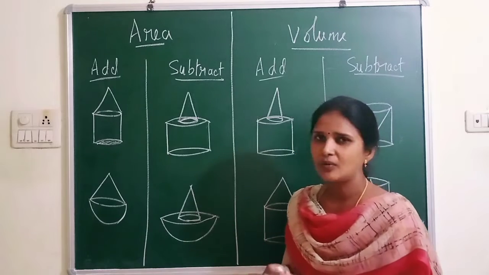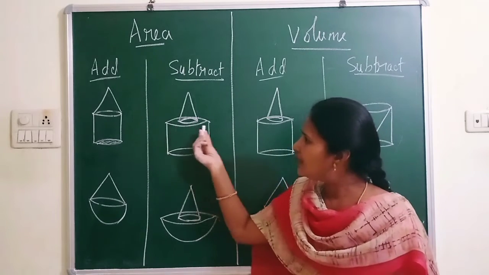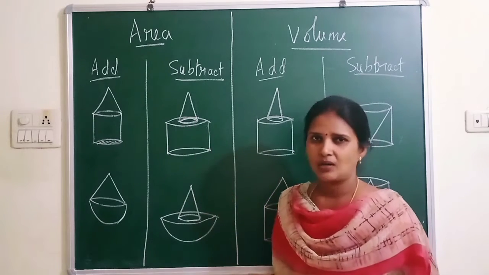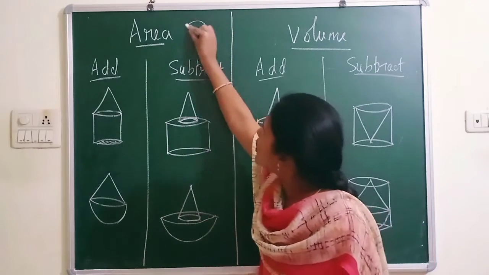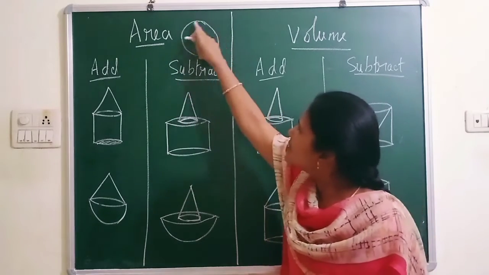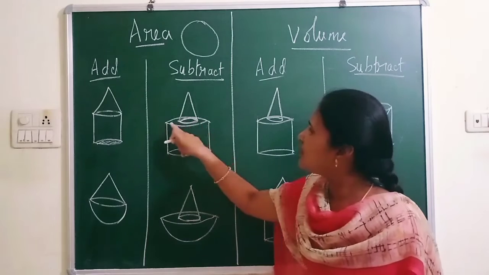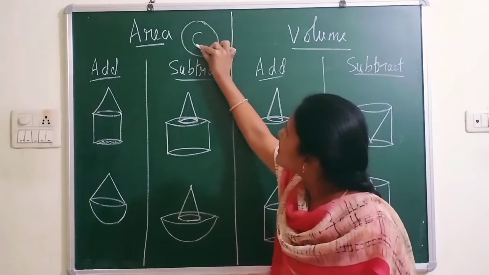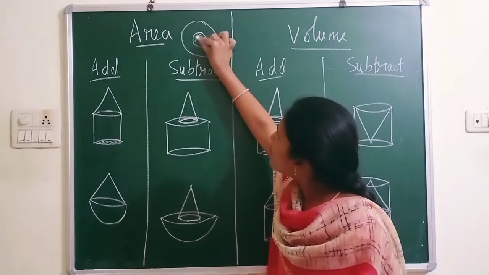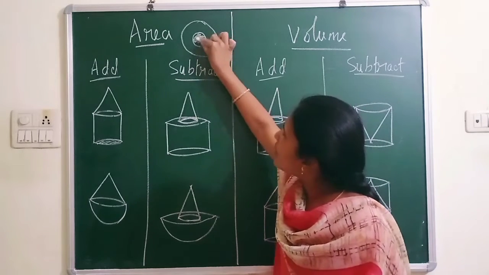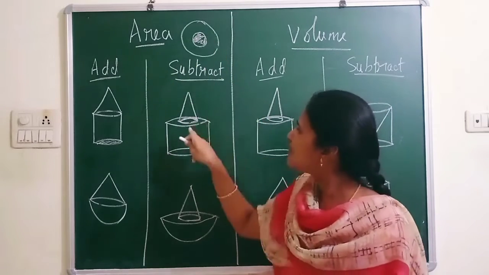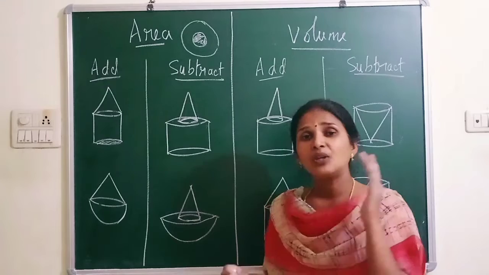You can observe that the diameter of the cylinder is bigger and the diameter of the cone is smaller. When you look at the front view, this is the circular part of the cylinder and this is the circular part of the cone. This part you cannot see because it coincides, and this part you can see with your eyes. That's why here you have to subtract.